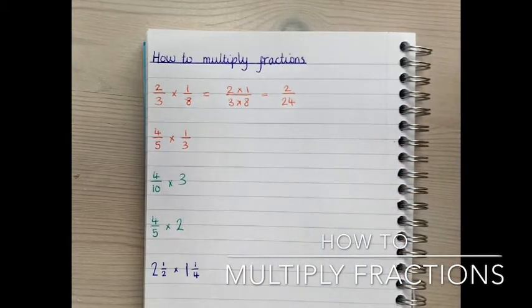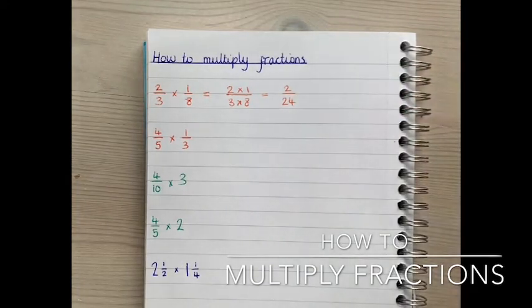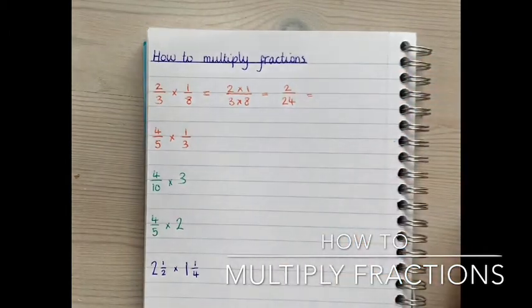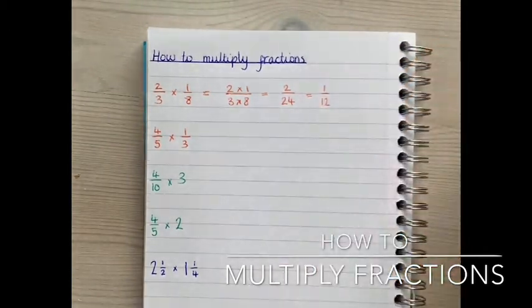Now you need to think about whether it needs to be simplified or converted into a mixed number. Now this can be simplified because I know that 2 goes into both of those numbers. So I can simplify 2 over 24 into 1/12.